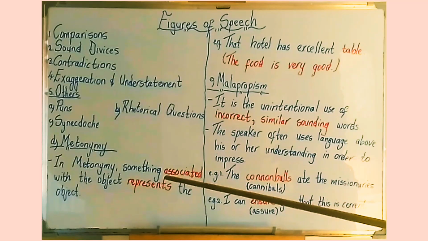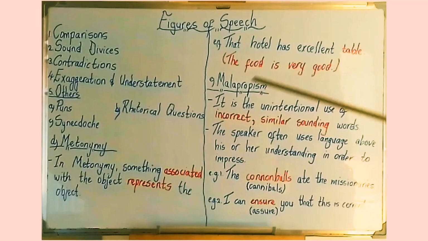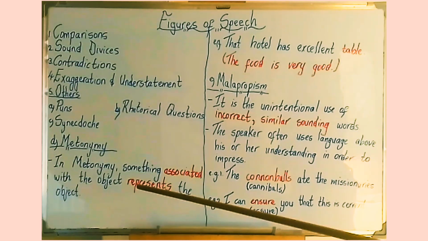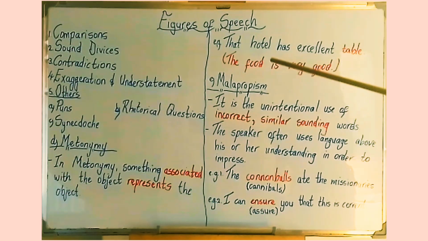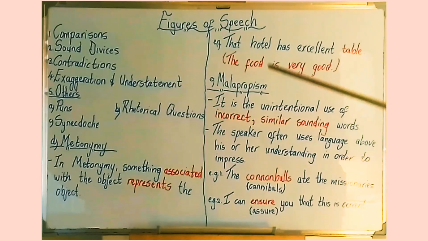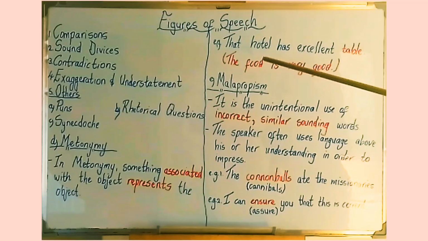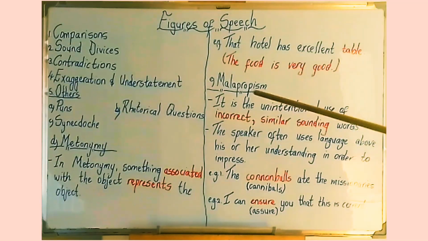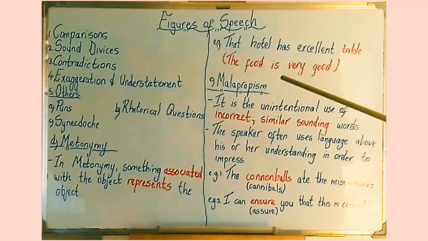So it is one object that is associated with another object, and this object represents this object. So basically table represents food. So it is an object that is associated with another object. This object represents this object. So we move on to letter E, which is malapropism.